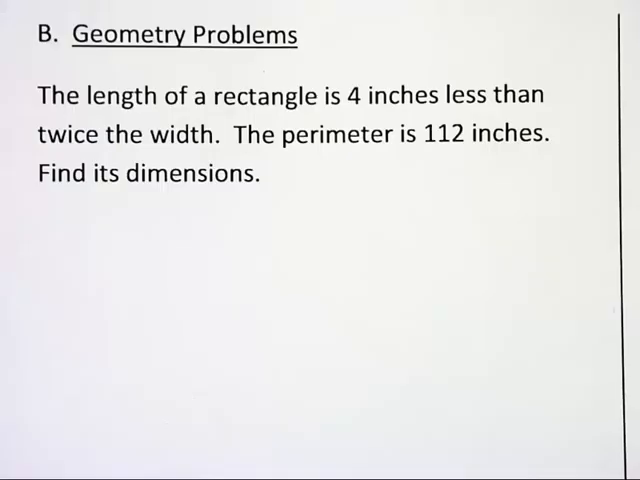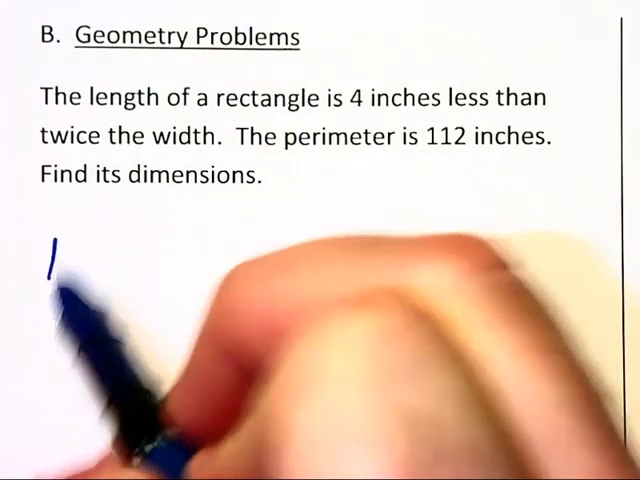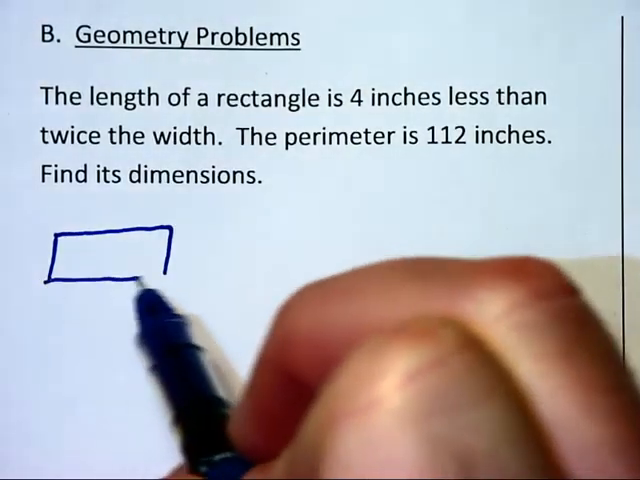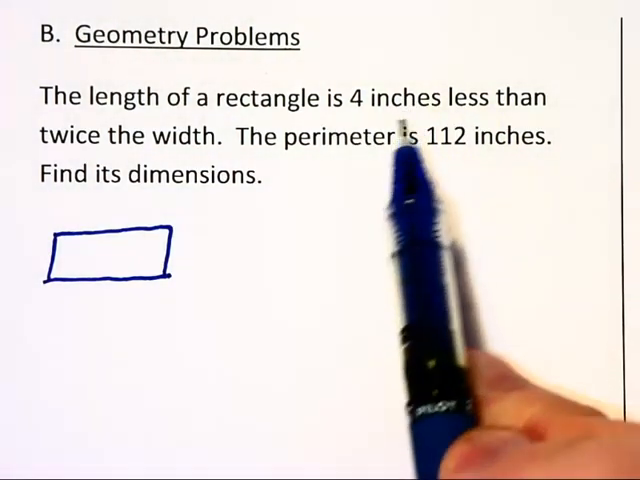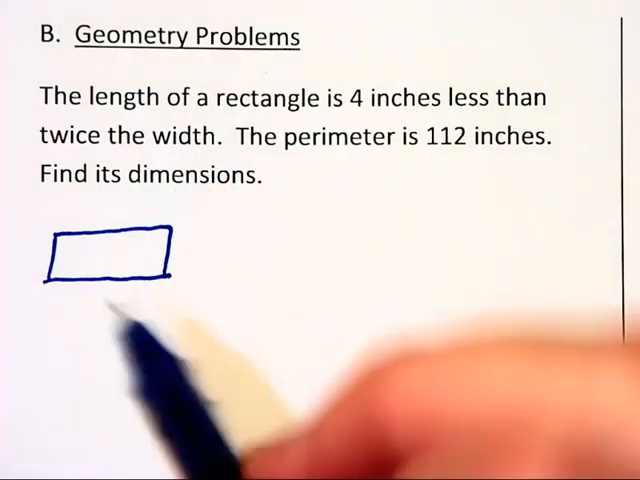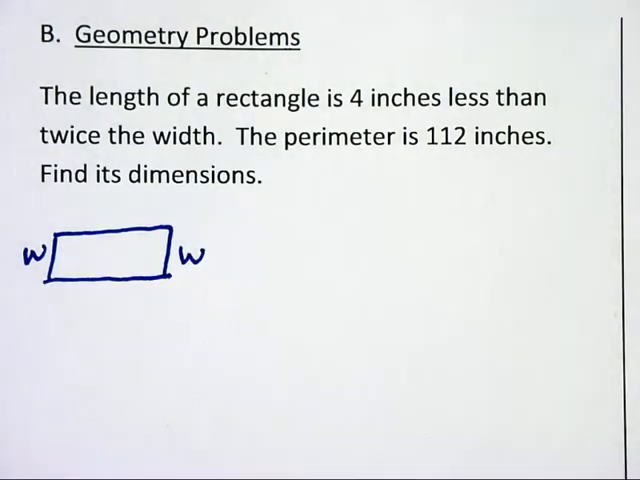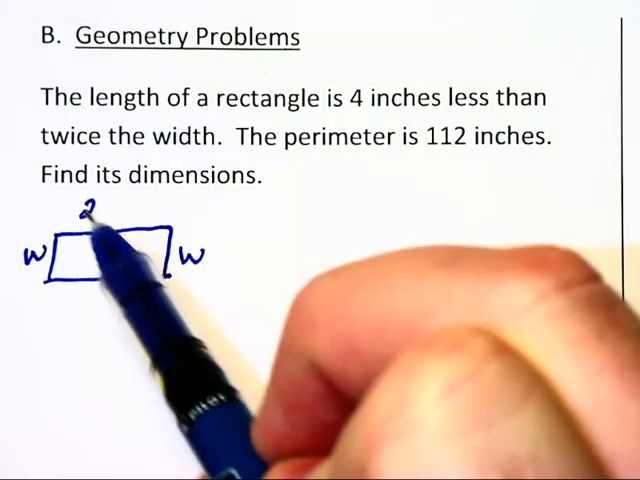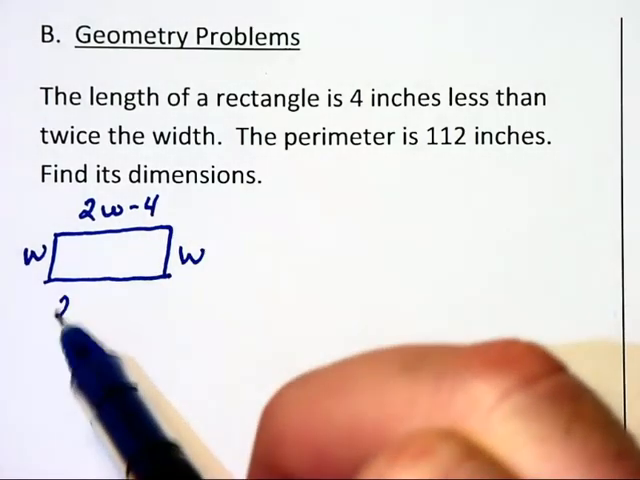Okay, geometry problems require that you understand some of the geometry formulas, but I always like to draw a picture whenever I can. We're dealing with a rectangle here, so I'm going to draw a quick rectangle for myself, and it says the length is 4 inches less than twice the width. Notice how the length is in terms of the width. If I let the width be w, then the length is 4 less than twice that: 2w minus 4. Be careful that you don't reverse the order of that.